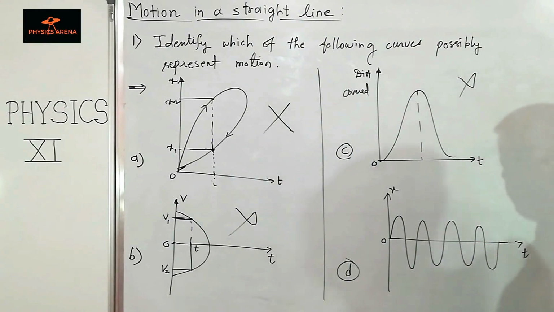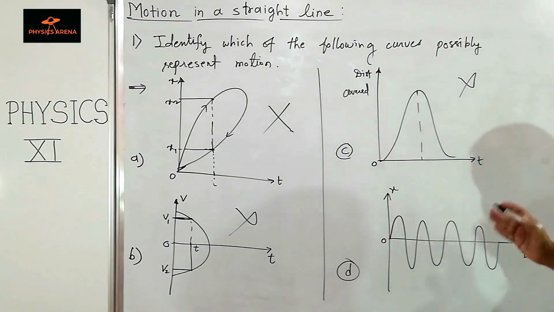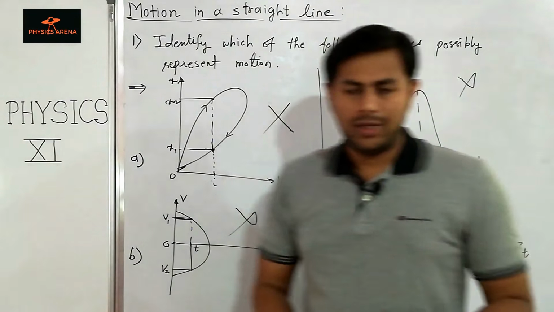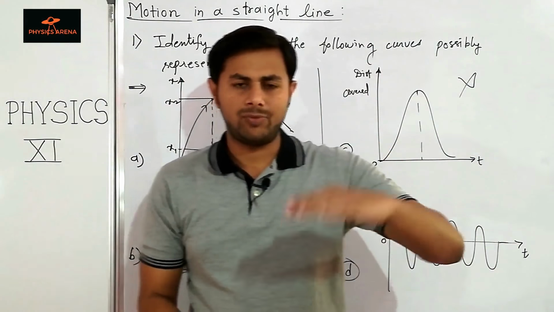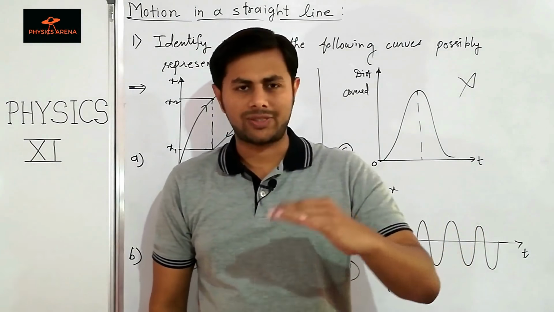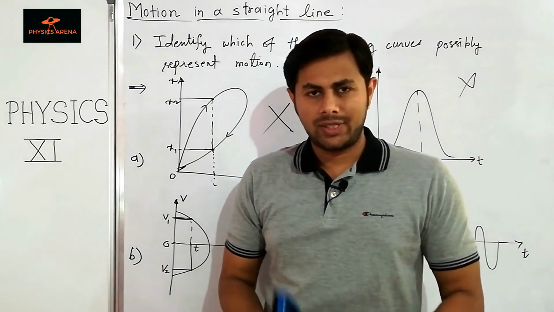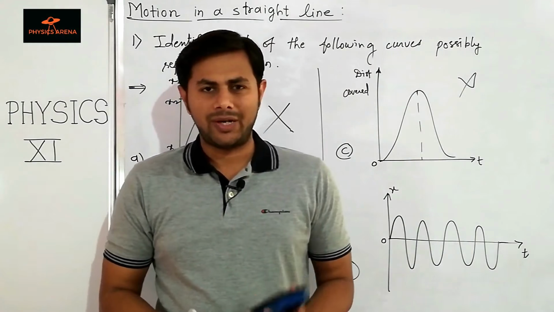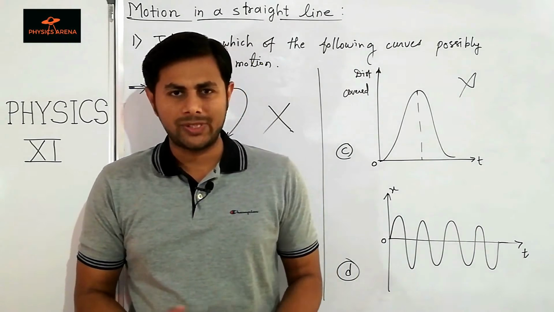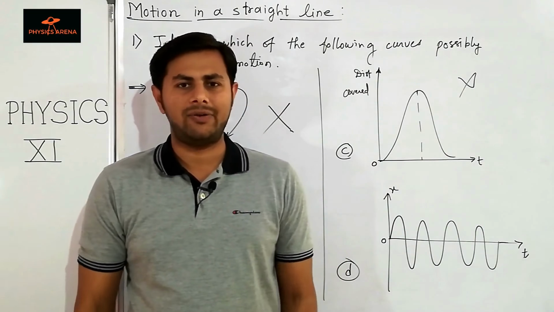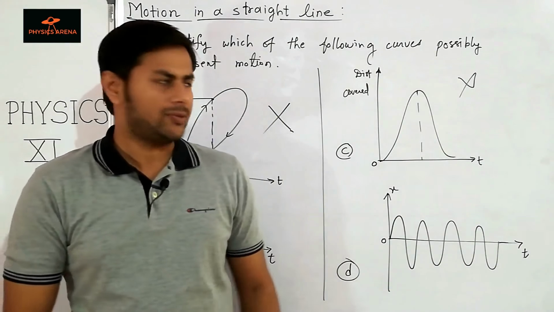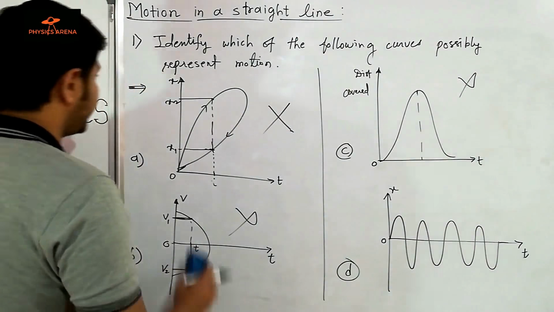And the last graph, yes, this one does represent motion. It is just position versus time curve for an object which is moving in oscillatory motion. It is moving like this. So position is changing like this versus time. So given some graphs, we should be able to identify which of them represent real cases, the cases of motion of real objects, and which one do not represent. So this is how we will find out. Okay, let's move on to the next problem.